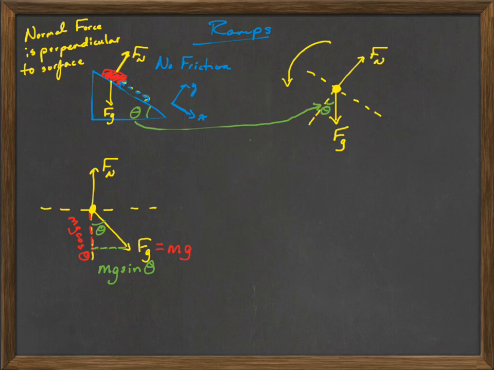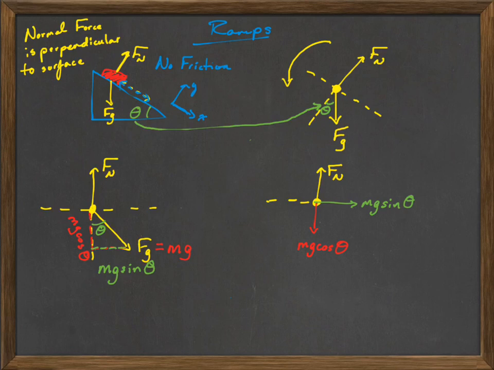So now we can redraw our diagram. We had normal force straight up, and we don't need to draw the yellow weight line because we've already broken it up into components. We have mg cosine going into the ramp, basically, and then we also have mg sine going down the ramp. And since there was no friction, there are no other forces on the left side. So here's our free body diagram.